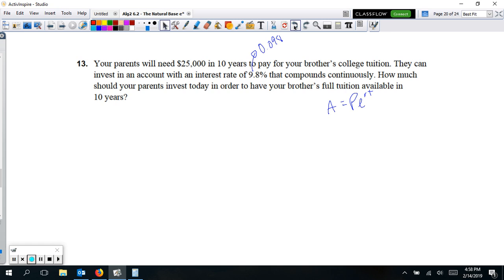So as we put this in, 25,000 is going to go where A is, and it's going to equal the principal. This is what we're trying to figure out, the initial amount, times the e, because of the continuous compounding. Because it says it's compounded continuously, we're using the e on this one. And then our rate is that decimal 0.098, times the time, which is 10 years. So we'll times that by 10. And then we'll just simplify this top here. If I multiply this decimal by 10, it just moves the decimal place over one place. So now we're going to raise it to the 0.98 exponent.